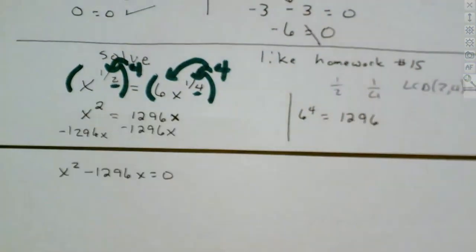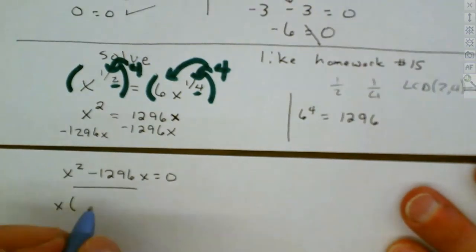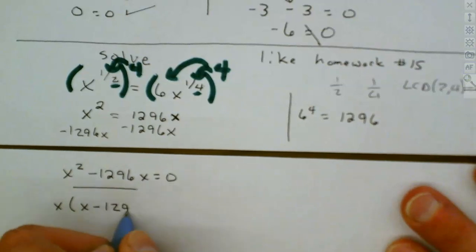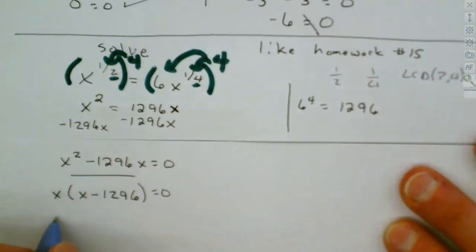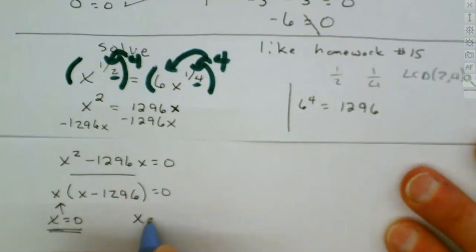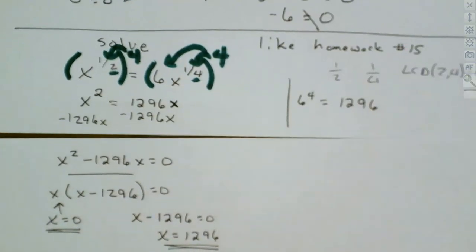So what can I factor out? I want to solve this. X can come out, okay? And that leaves you then with x times x minus 1296 equals 0. So what are my 2 solutions here? One of them is x equals 0, because that came from this piece. What's my other one? X minus 1296 equals 0, so x equals, moving it over, a positive 1296. And that's it. So all you have to do is clear out the powers, move it over, set to 0, factor that x out, and finish it from there.